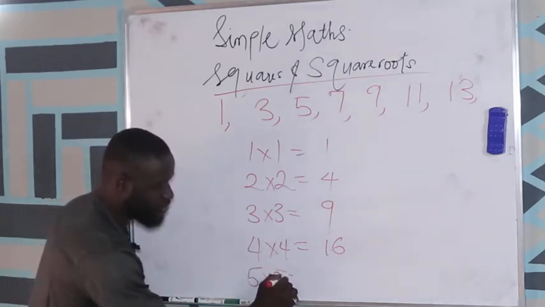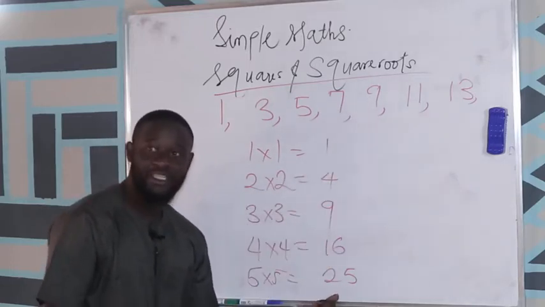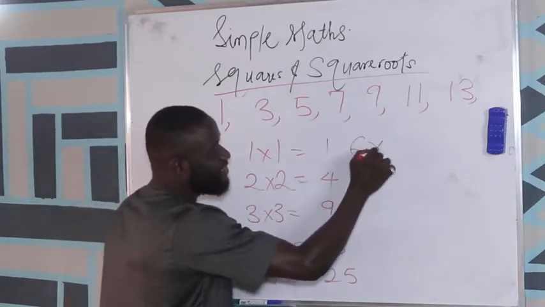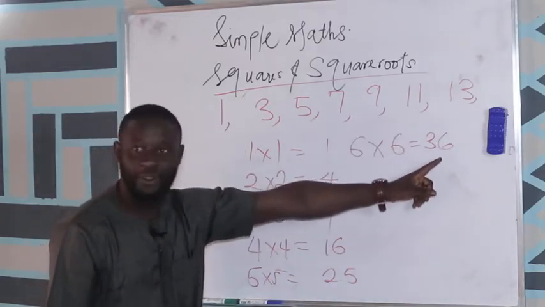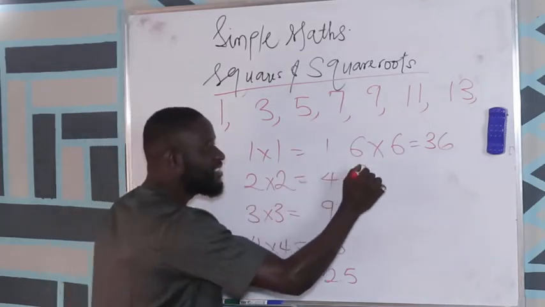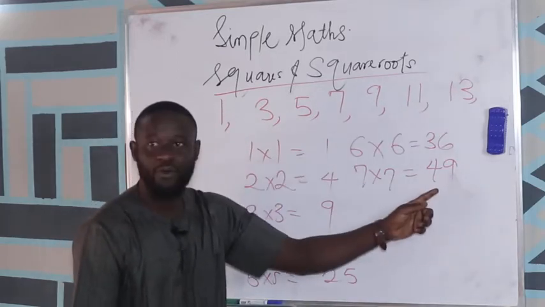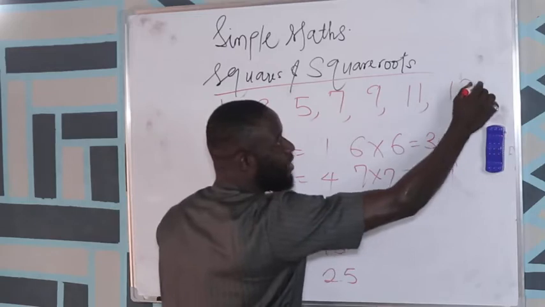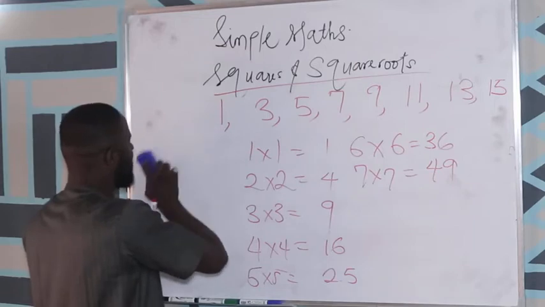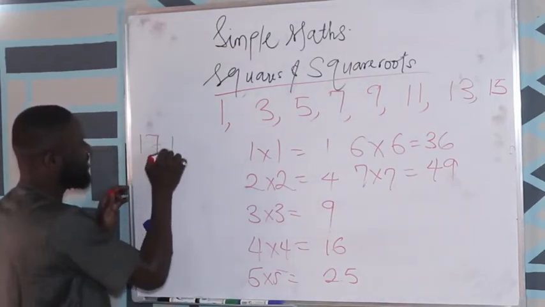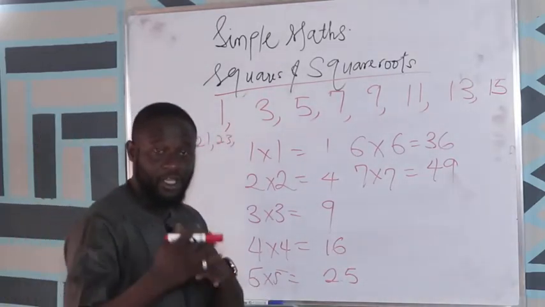5 times 5 is equal to 25. 16 plus 9 will give you 25. 6 times 6 will give you 36. 25 plus 11 will give you 36. 7 times 7 will give you 49. 36 plus 13 will give you 49. So the next odd number here is 15, then 17, 19, 21. Let's stop at 23 so you can continue from there.